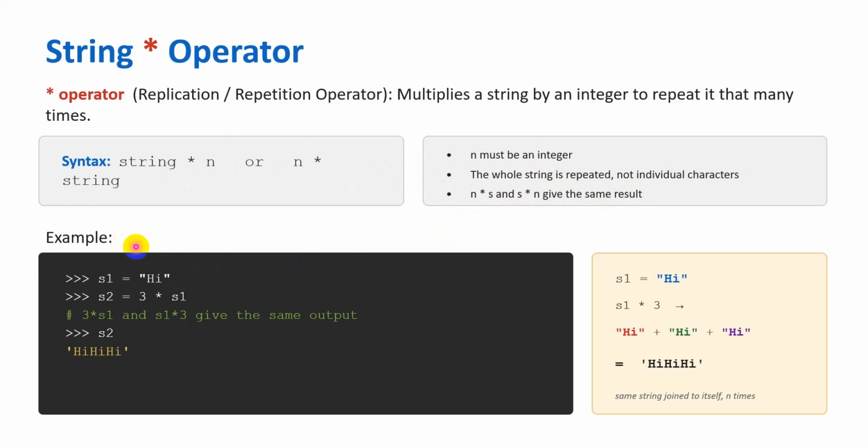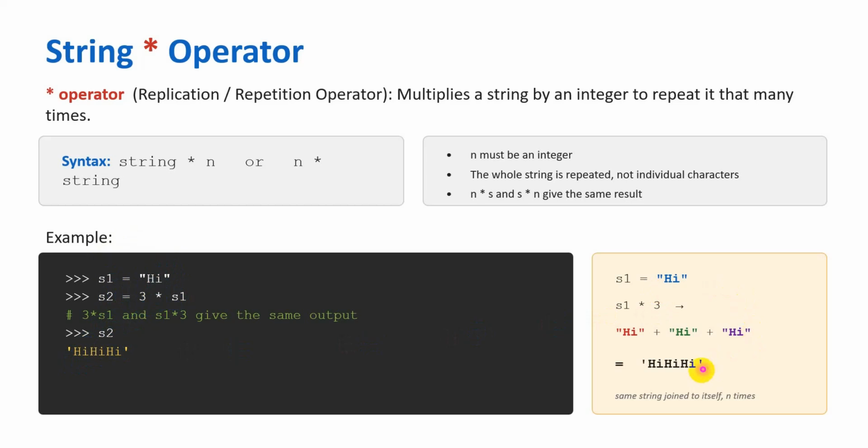Here, a few examples are given. The variable s1 equals "Hi", and variable s2 equals 3 into s1. If I print s2, it contains "Hi" three times. That means 3 star s1, where s1 has "Hi", so "Hi" is repeated 3 times.